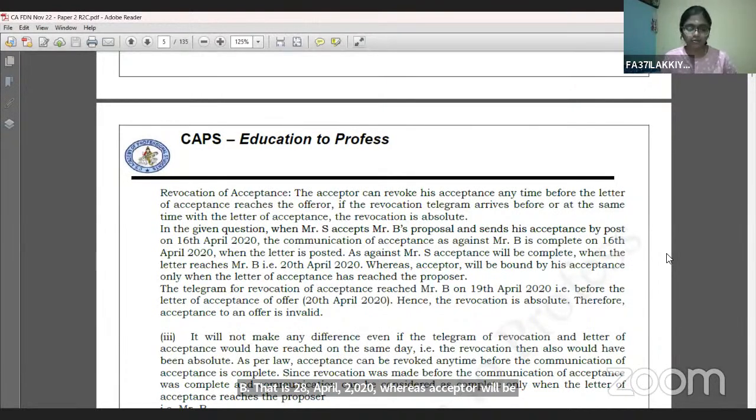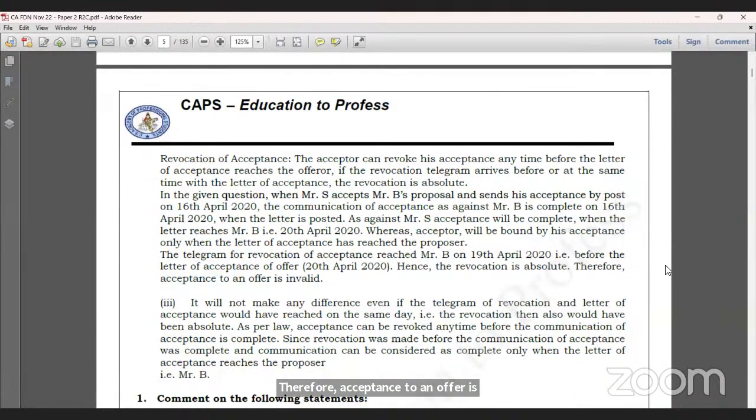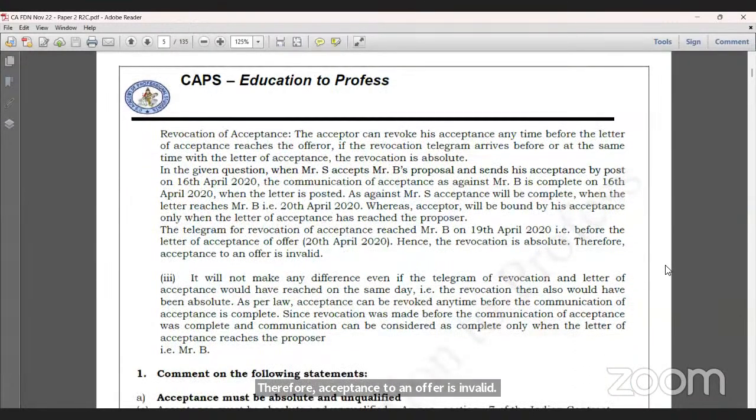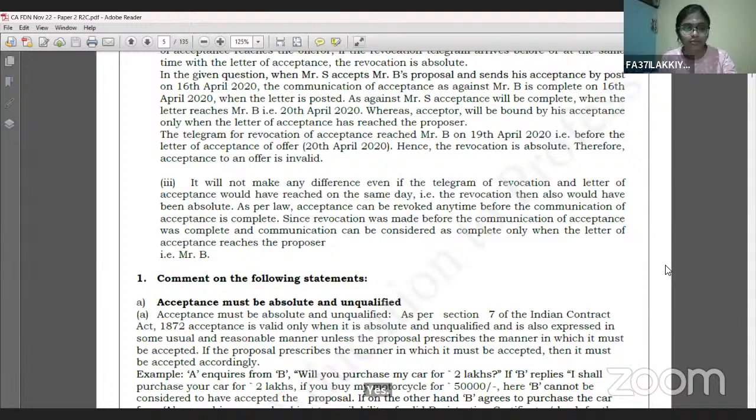has reached the proposer. The telegram for revocation of acceptance reaches Mr. B on 19th April 2020, before the letter of acceptance of 28th April 2020. Hence, the revocation is absolute. Therefore, acceptance to the offer is invalid. Invalid, correct or not? So it reaches before, right? Yes.